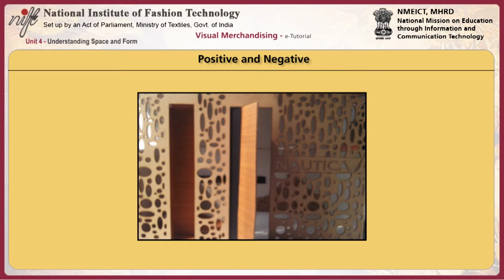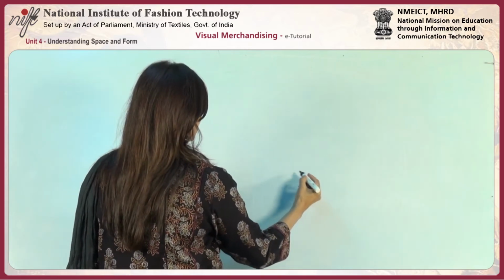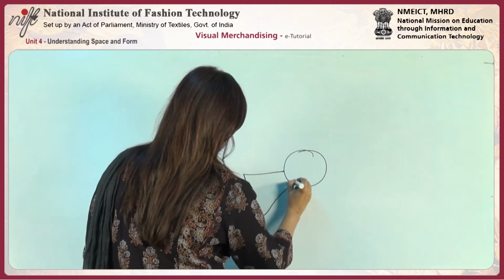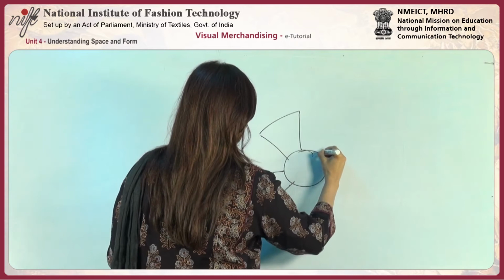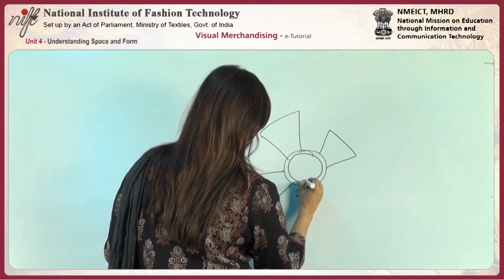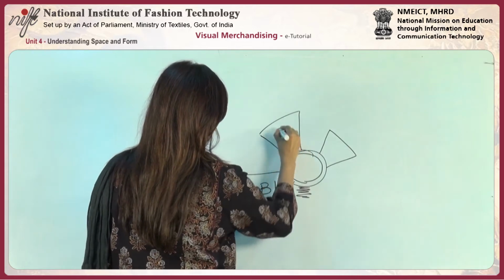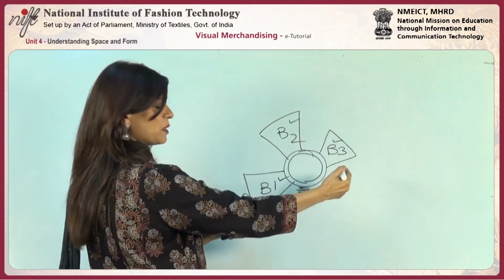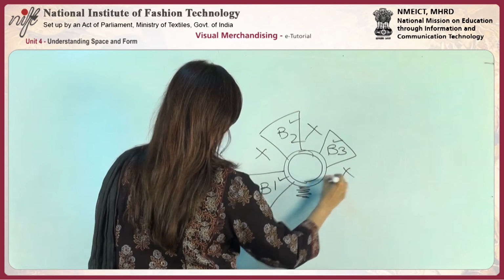The next aspect is positive and negative. When we talk about space design, the useful space or the design space is a positive space. Suppose this was our central space, and through this space we had blocks which were getting connected in a circular fashion. Then, if this was our entrance to the building, this would be the corridor which is connecting block 1 to block 2 to block 3 in parallel. Then these spaces are our positive spaces, and these spaces are our negative spaces.